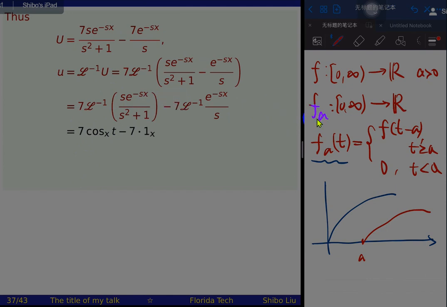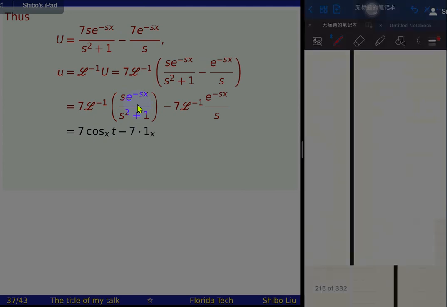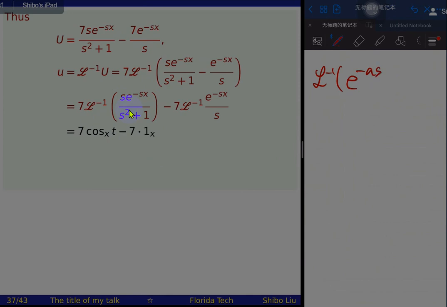When f is cosine t, our Fa is just our cosine xt. Now, why is this true? This is also obtained from the table of Laplace transform. In the table, and in the previous problem, we have already used this property. The Laplace inverse transform of e to the minus as times capital G equals G small a.